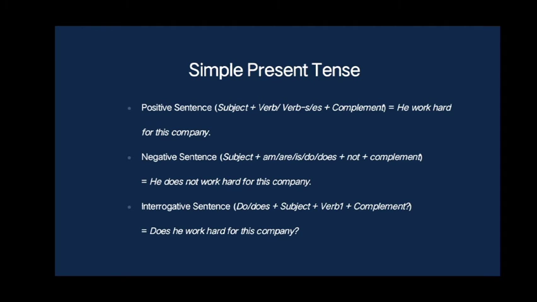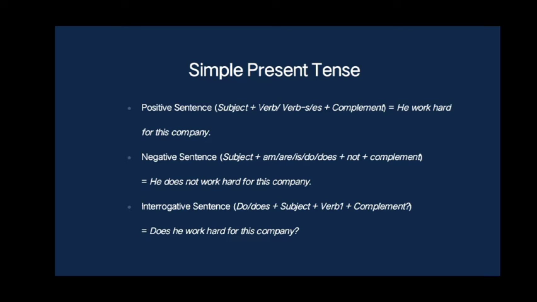So here we go. Okay, like we can see on the screen, the first type of tense is simple present tense. What is simple present tense? Simple present tense can be used to show a fact, habits, and a general condition that occur at this time. The formula of simple present tense in a positive sentence is subject, verb, plus complement. For example, he worked hard for this company.